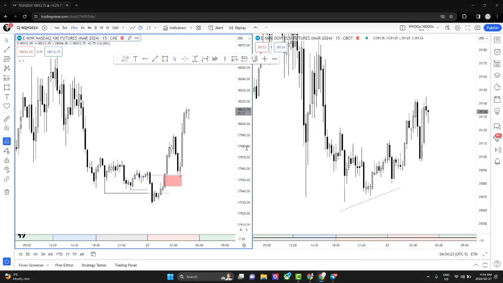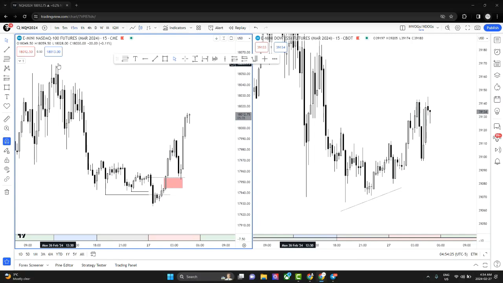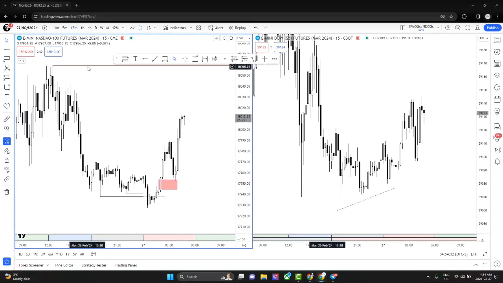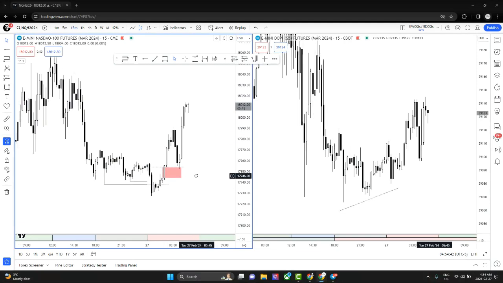So we currently have liquidity above this high right here. You'll see price wants to get that before doing anything else. But currently, the best move is already done, right? And we have liquidity below this low too. So apart from this, trading anywhere else would be high risk and low probability.